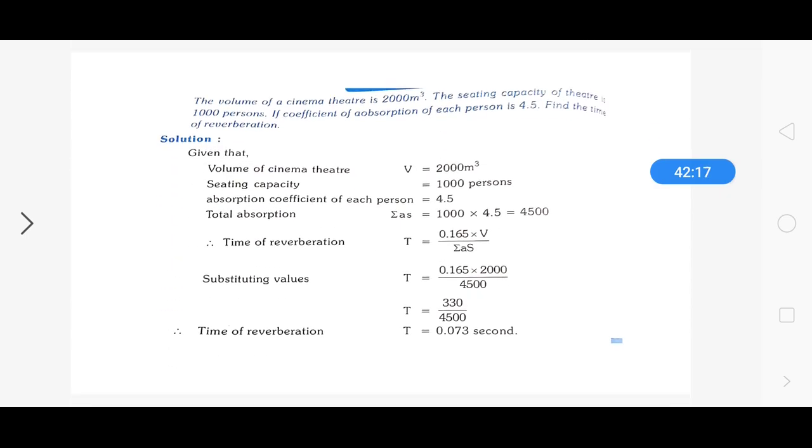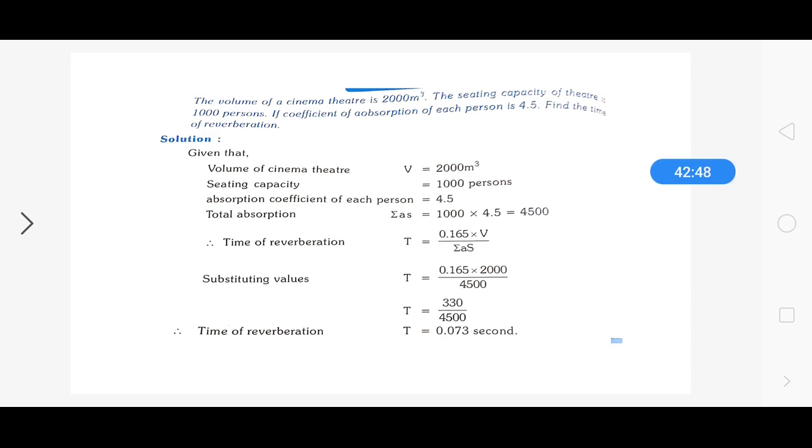And finally there is a problem based on the reverberation. The volume of the hall, a cinema theatre, is 2000 meter cube, and the seating capacity of the theatre is 1000, and the coefficient of absorption of each person, coefficient of absorption, is 4.5. Find the time of reverberation.